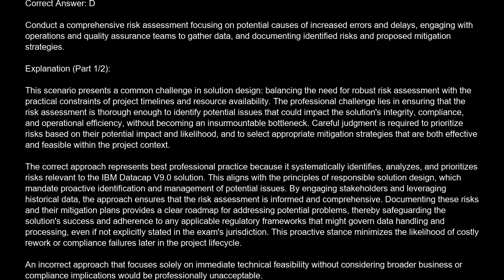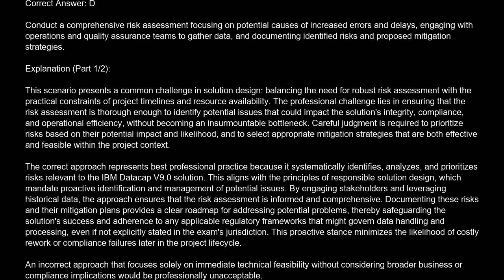The professional challenge lies in ensuring that the risk assessment is thorough enough to identify potential issues that could impact the solution's integrity, compliance, and operational efficiency, without becoming an insurmountable bottleneck. Careful judgment is required to prioritize risks based on their potential impact and likelihood, and to select appropriate mitigation strategies that are both effective and feasible within the project context.